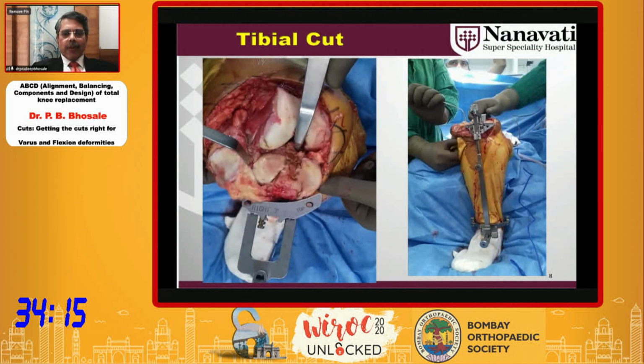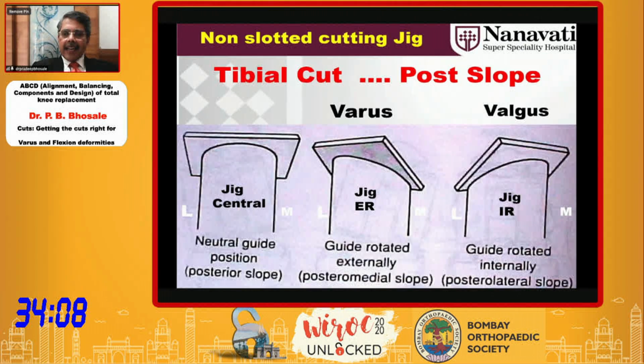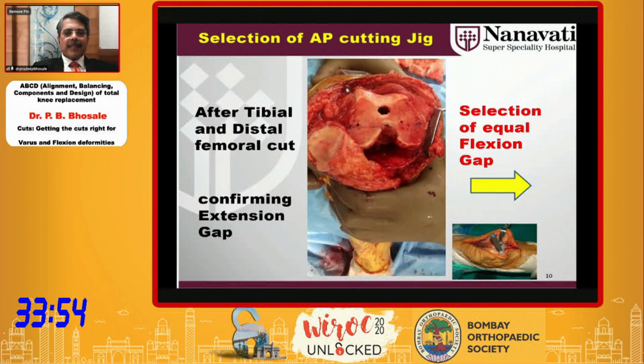So first thing, you expose the tibia in front and see the mechanical axis, anatomically safe, and cut at right angle to this. Sometimes, in the old times when you don't use a slotted jig, there's a chance of going into varus if you divert the osteotome in external rotation or like this. So once you do the cutting and check the extension gap, then comes the very important rotation selection of rotation.